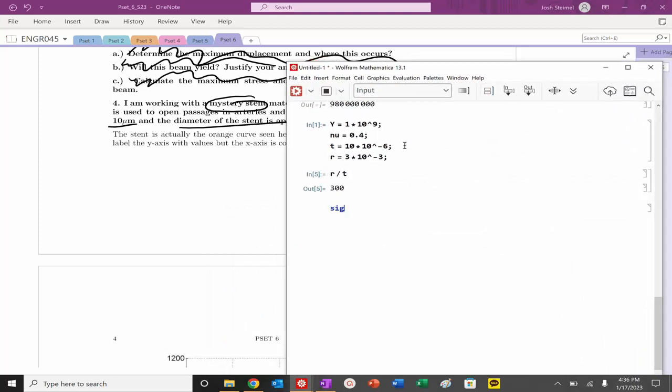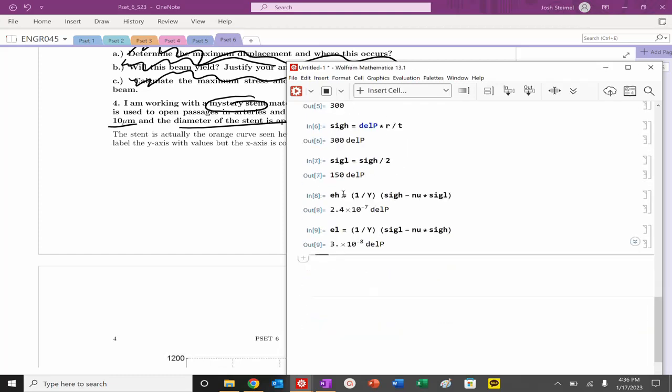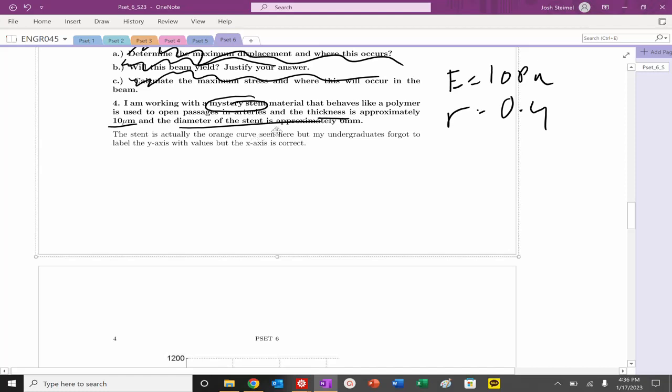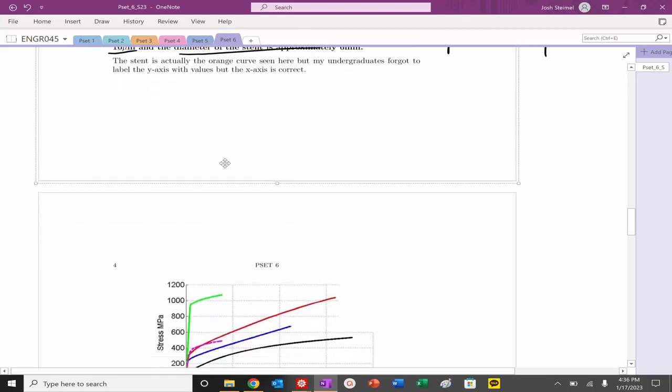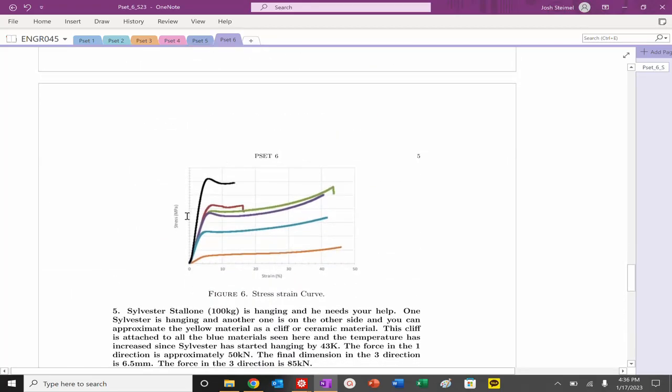So with that, I don't know what the rest of the problem is going to say, but sig H is delta P times R divided by T, sig L is equal to sig H divided by 2, EH is equal to 1 divided by Y times sig H minus nu times sig L. EL is equal to 1 divided by Y times sig L minus nu times sig H. And we got that. All right. So the stent is actually the orange curve. They forgot to label the y-axis, but the values on the x-axis are correct.